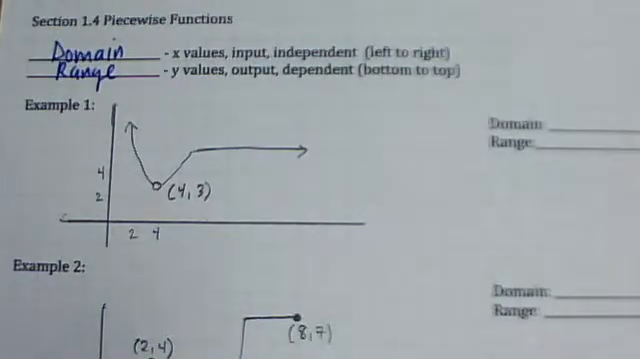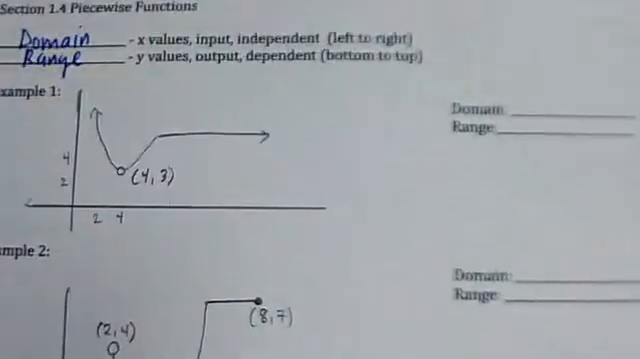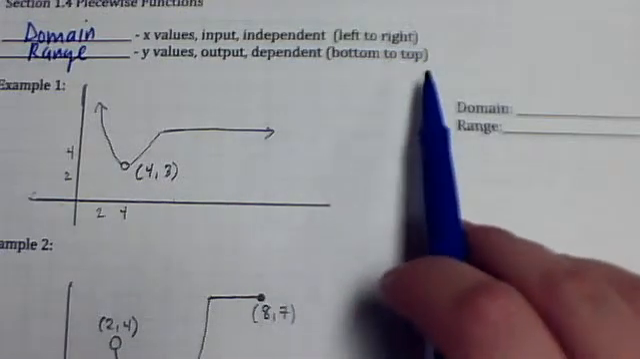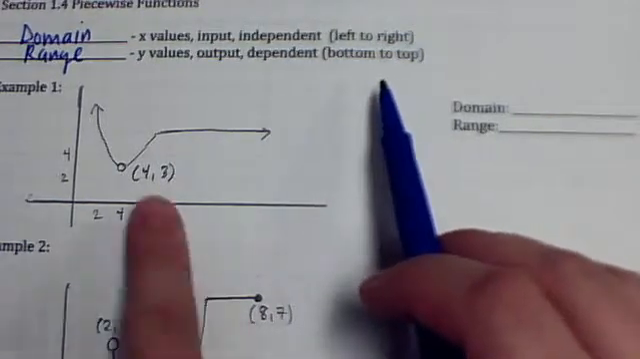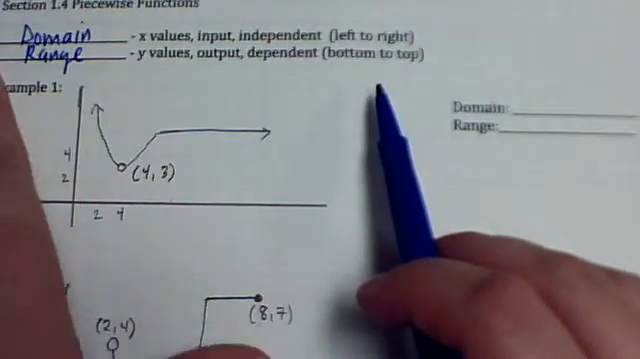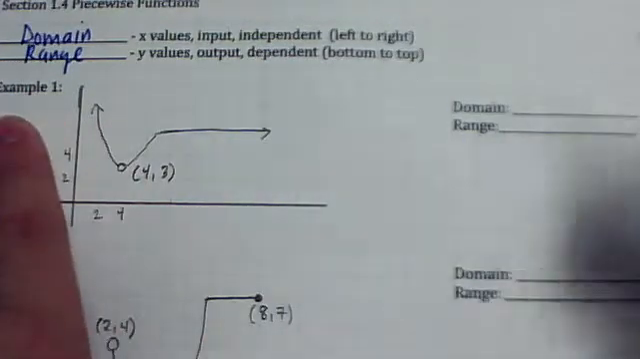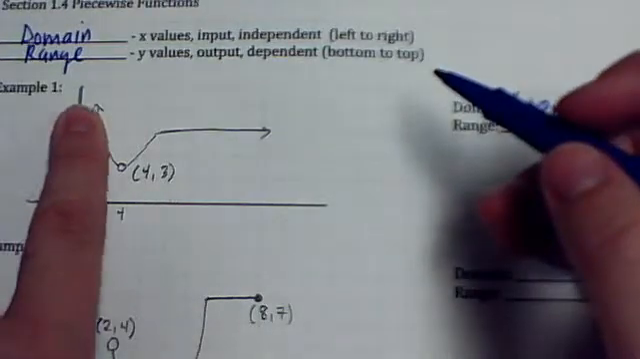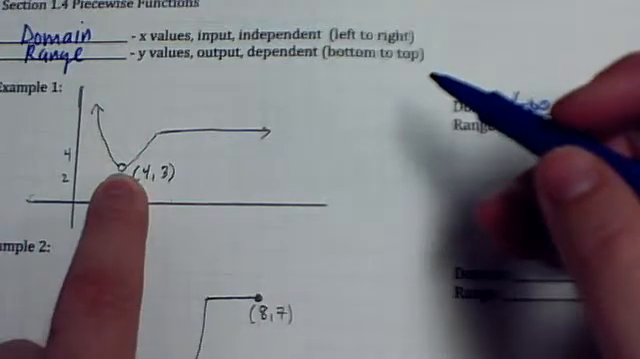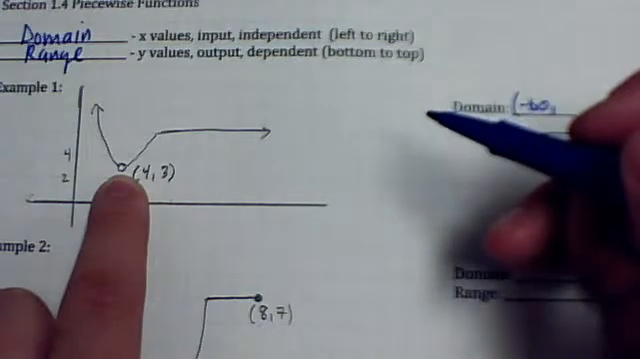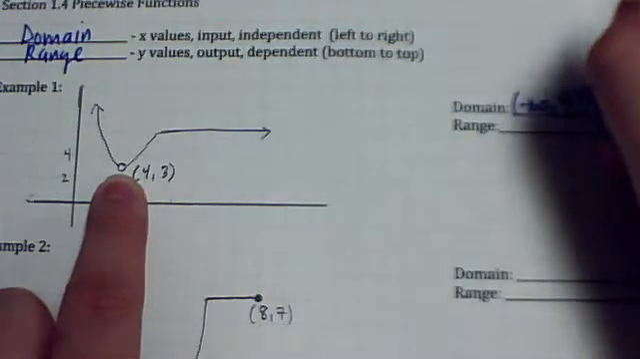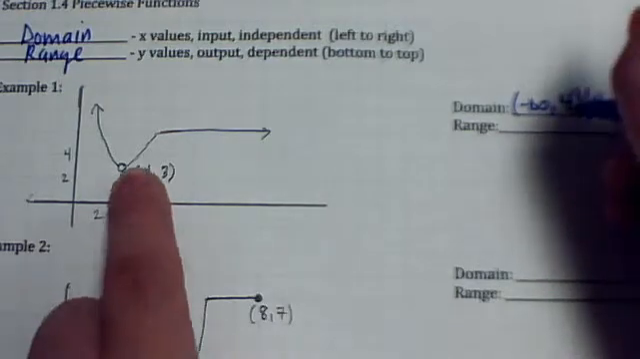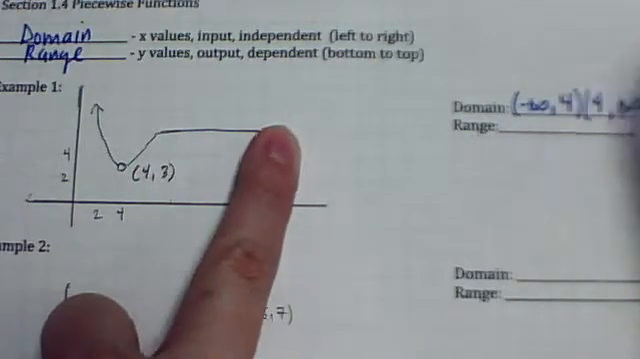Alright, so looking at this example in this graph, we're going to go from left to right to look at our domain, from bottom to top to look at our range. Looking at the left, this arrow is going to keep going off in the left direction, so that's going to be negative infinity. Then we keep going to the right, and we look at this x value. There's a hole, so that part of the graph is missing, so that x value is 4. Then it's going to continue back up on the other side of 4 and keep going to infinity.